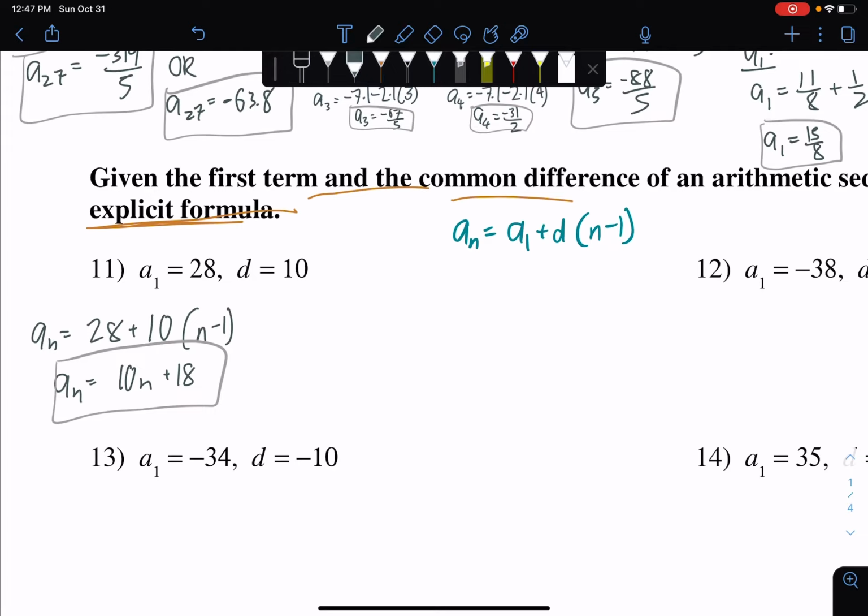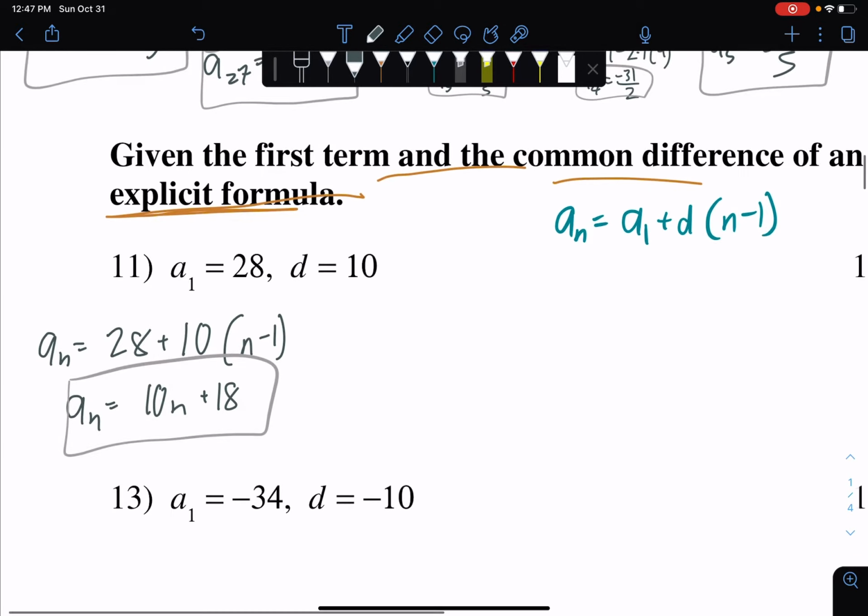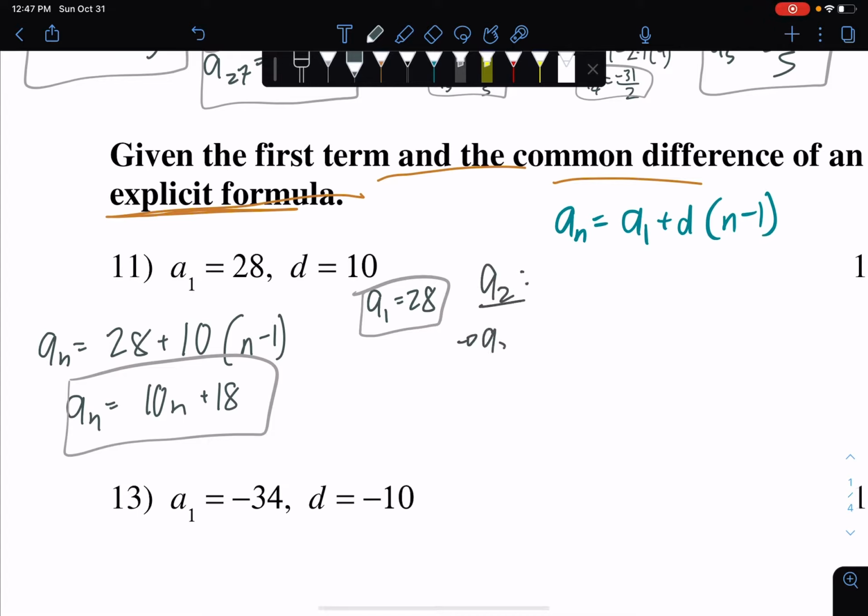Alright, so finding the first 5 terms, we already know what a sub 1 is, which is 28. So that's already a head start. For a sub 2, we'll make good use of the explicit formula. It's very useful. 10 times 2 plus 18. A sub 2 is equal to 38.